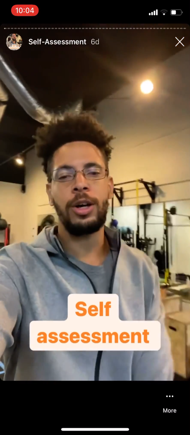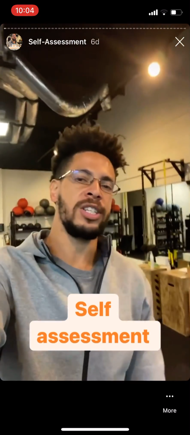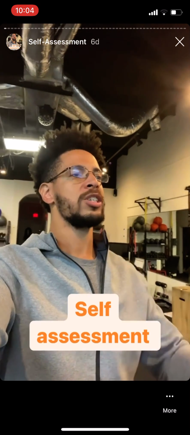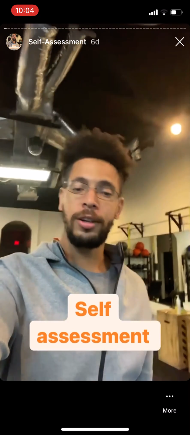This week we're going over a self-assessment series. So just doing a couple exercises where you can assess whether or not you have mobility restrictions or things you need to work on.